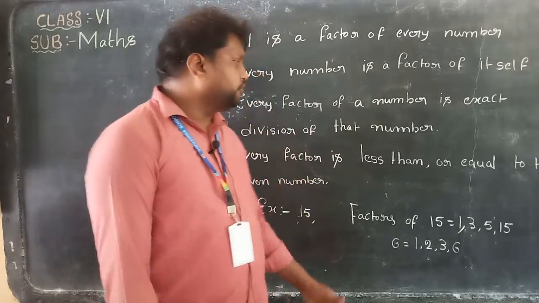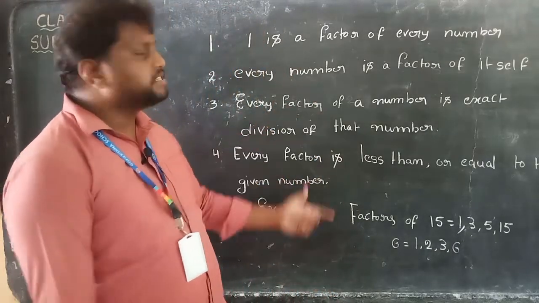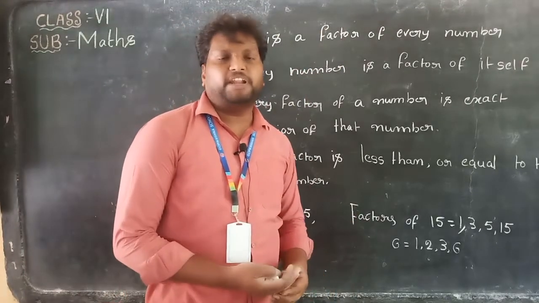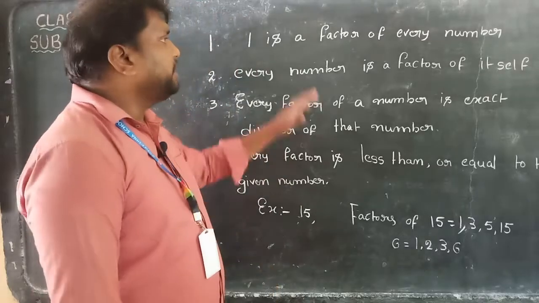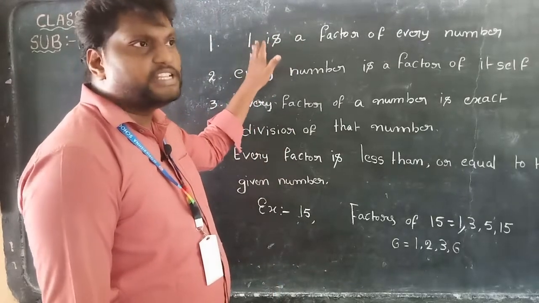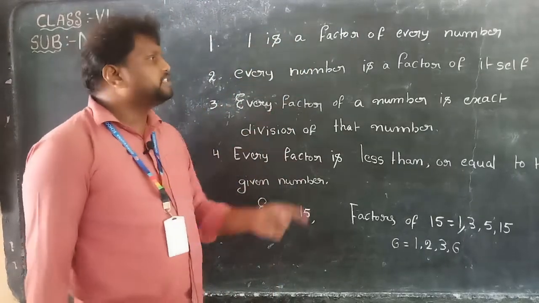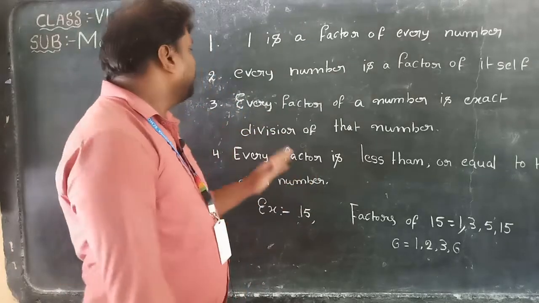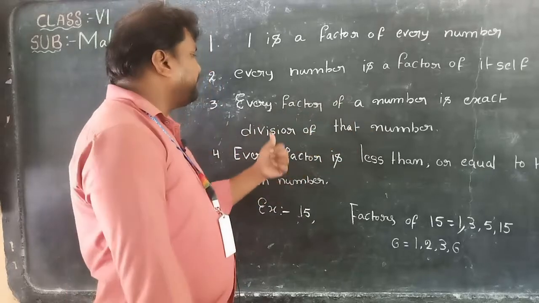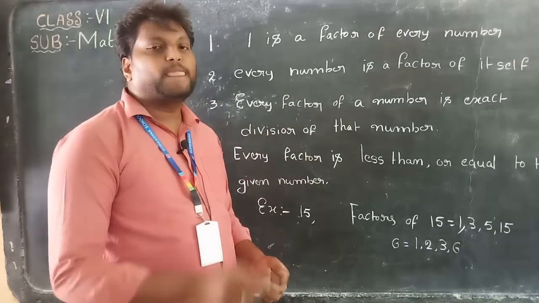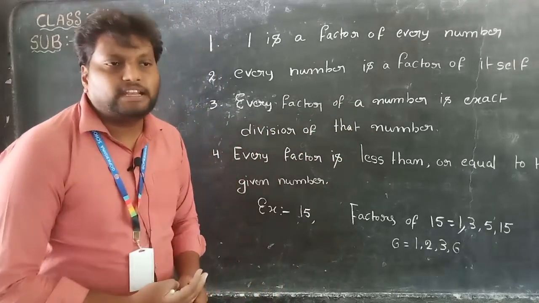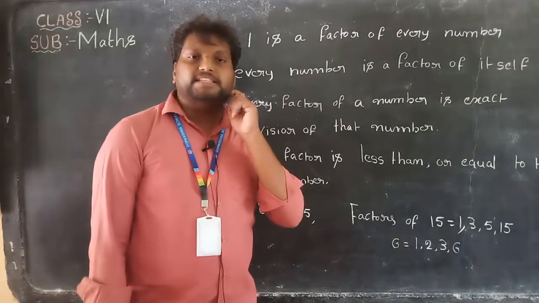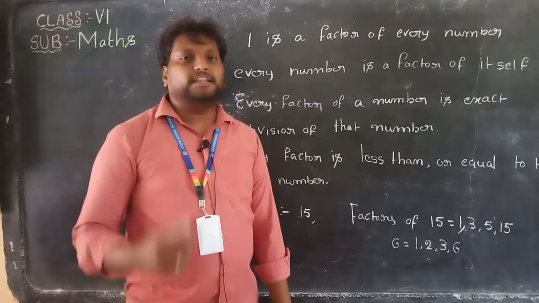Students, next class we will continue the remaining points, and I will repeat these 4 points once again. One is a factor of every number. Why? Because each and every number is divisible by 1. Every number is a factor of itself. Why? Compulsorily, any number is divisible by itself. Every factor of a number is an exact divisor of that number. If a number is exactly divisible by a particular number, then that number is a factor. If it is not divisible, it is not a factor.